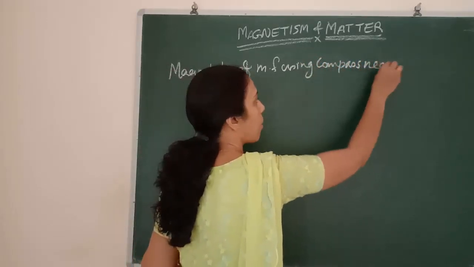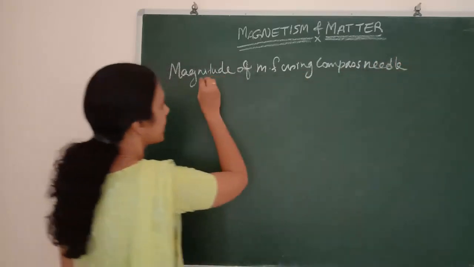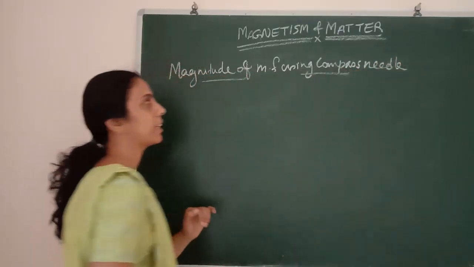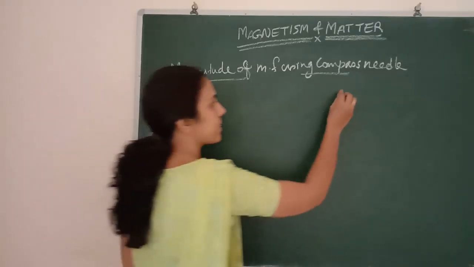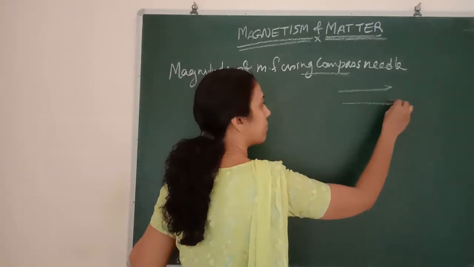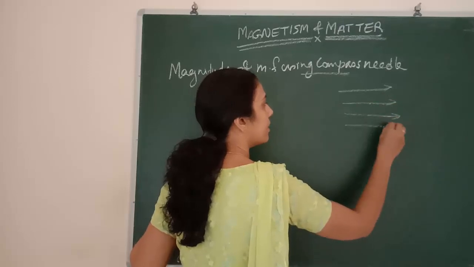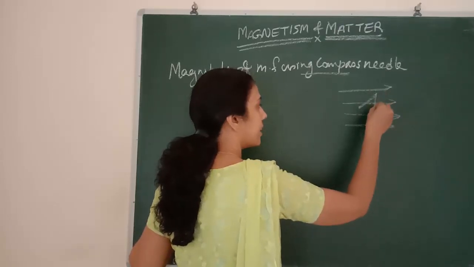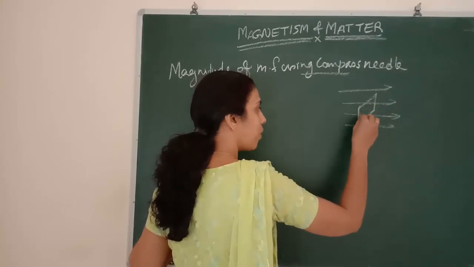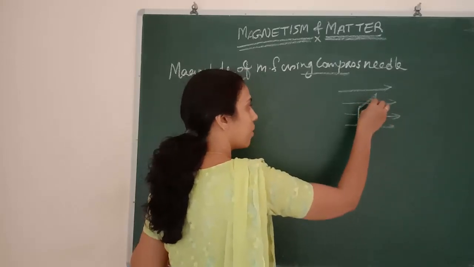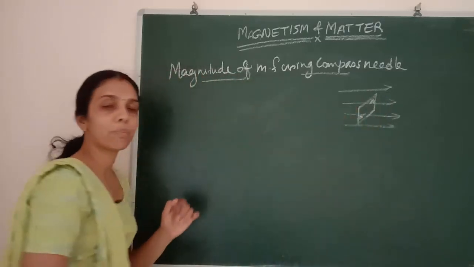Okay, we have a compass box with us. Using that compass box, how can we find out the magnitude of magnetic field? So a uniform magnetic field is here. There a compass needle is kept. What will happen? A compass needle is there in the north-south direction.